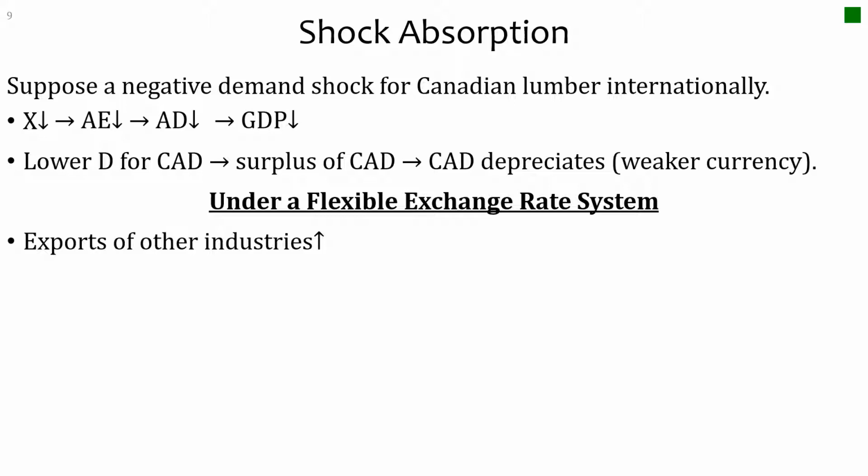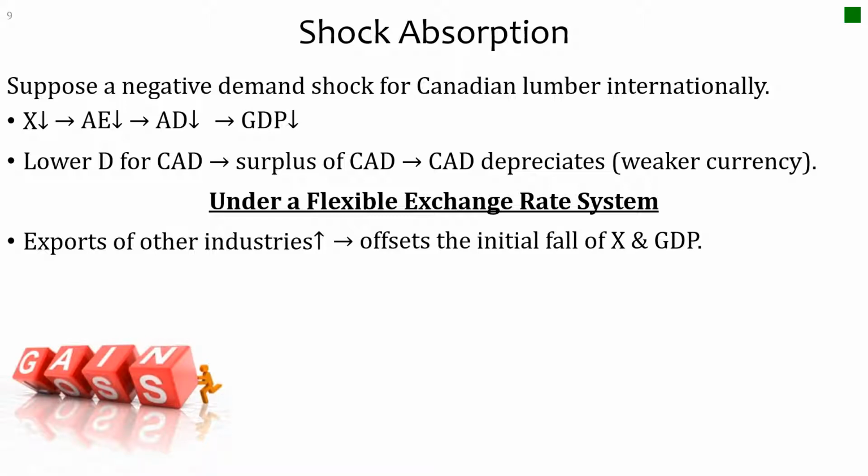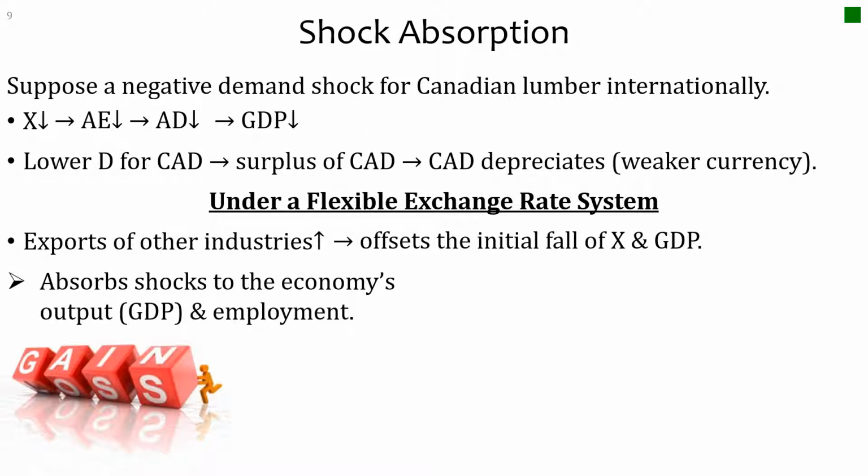So that's the idea. Our currency is weak, so yeah, we lost some points in the lumber industry, but in other industries, let's say in the car manufacturing industry or the airplane industry or electricity, maybe we can sell more. And that's going to offset the initial fall of exports and GDP because of the other industries gaining. So, wow, that's kind of cool.